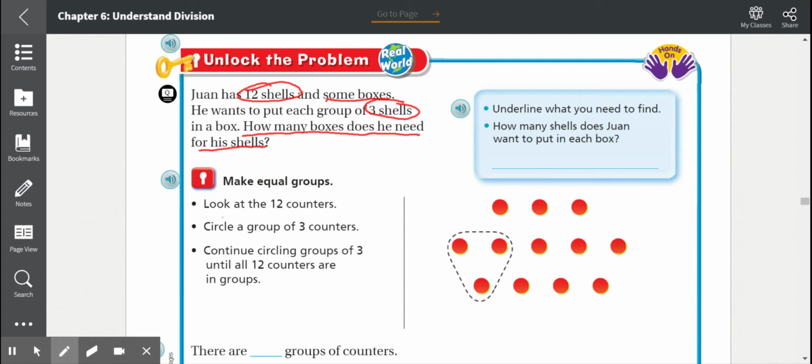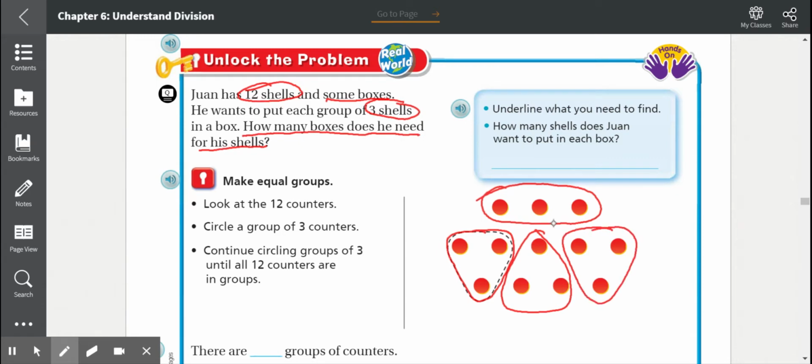So one way to do this is to look at the 12 counters. So these 12 counters here are going to stand for the 12 shells. Now we're going to circle a group of 3 because he wants to put 3 shells in a box. So every time we circle 3 shells, that would equal 1 box. So let's continue circling groups of 3 until all 12 counters are in groups. So there's 3. Here's another 3, another 3, and another 3. So all 12 have been used, and they're in groups of 3.